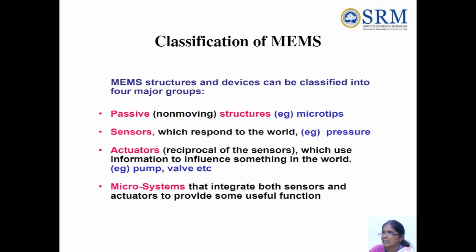Classification of MEMS: passive MEMS structures or microtips; sensors, which respond to the world, for example pressure; actuators, which use the information to influence something in the world, for example a pump or valve. Microsystems integrate both sensor and actuator to provide some useful functions.